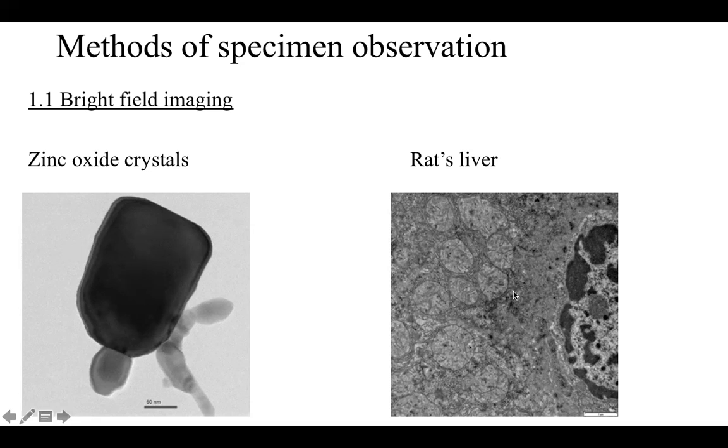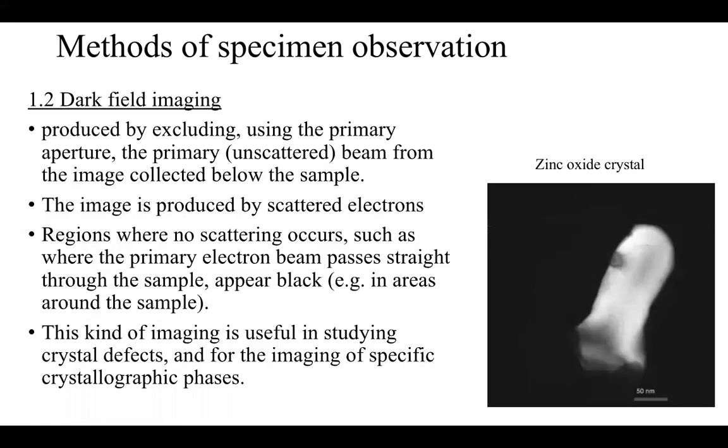Here also we have a rat's liver, where the sample is thinner or there's more probability of getting unscattered electrons, so it appears brighter. And if the sample is thicker, or if you have a material which absorbs more, that means more electrons are absorbed, or incoming electrons are scattered in a large way, it appears darker.